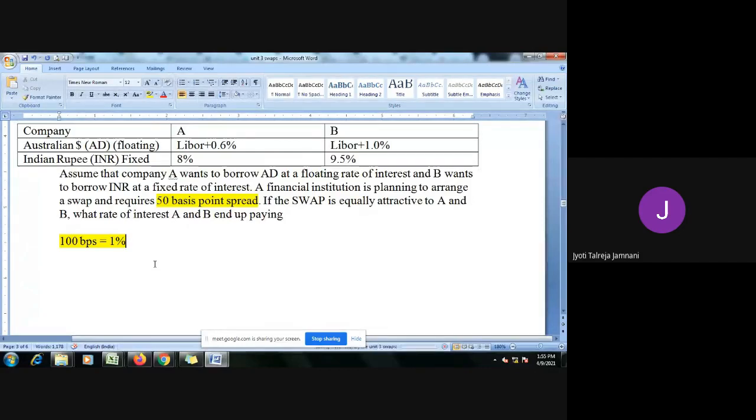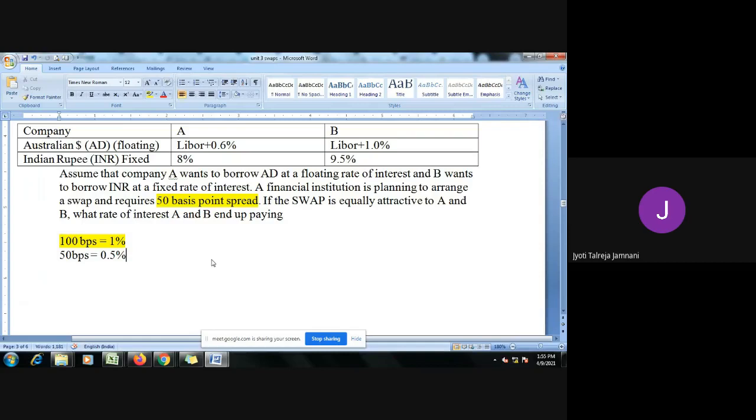So can anybody tell me 1000 basis points will be equal to how much? 100 is 1%, so 1000 is 10%, ma'am. 10%, correct. 500 basis points is 5%. Okay, so I hope you are understanding what I'm trying to say. Now, in our question, they have said the bank wants 50 basis points. So 50 basis points will be equal to how much percentage? 0.5%. So if they give basis points also in the question, you can convert it to percentage and solve the problem as it is.